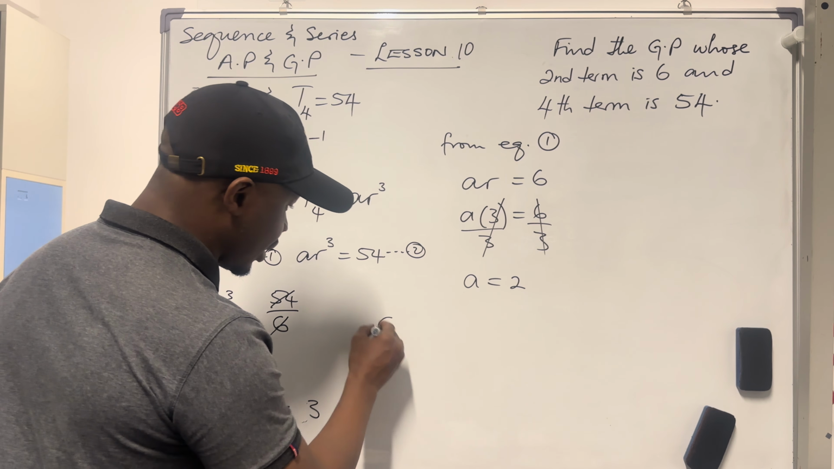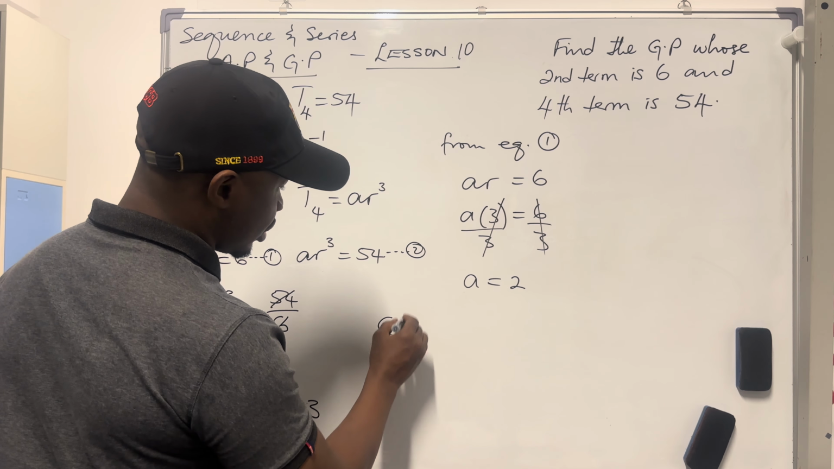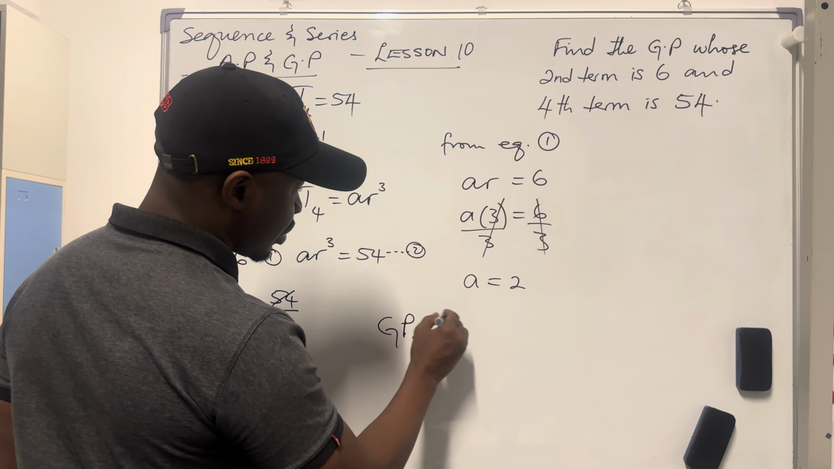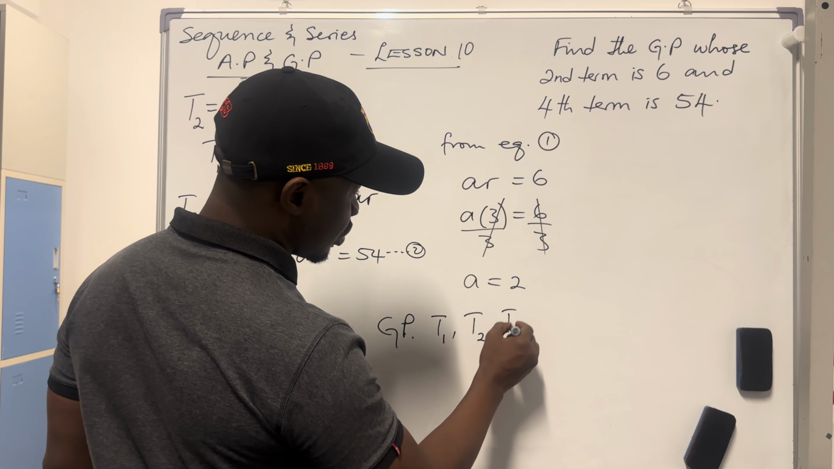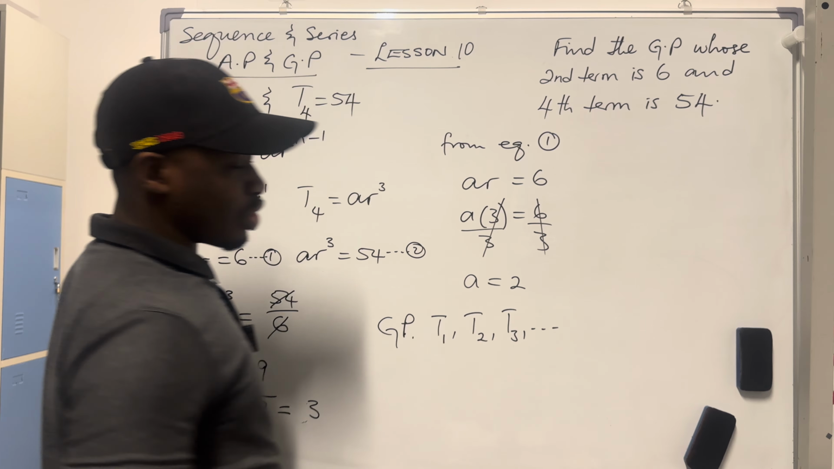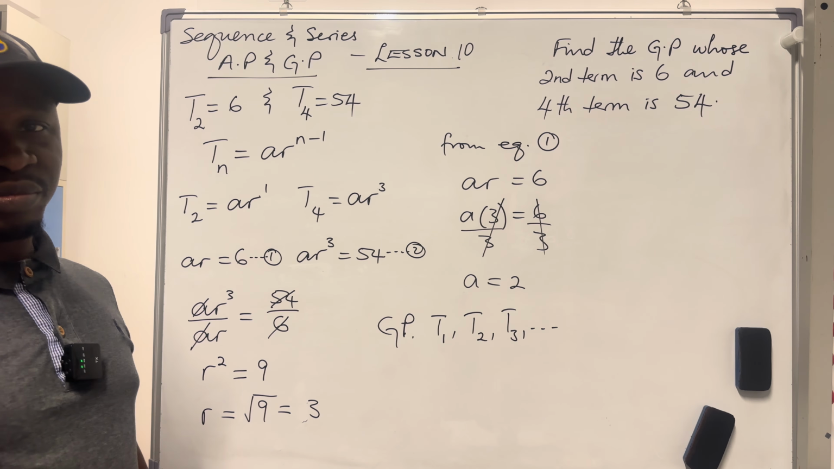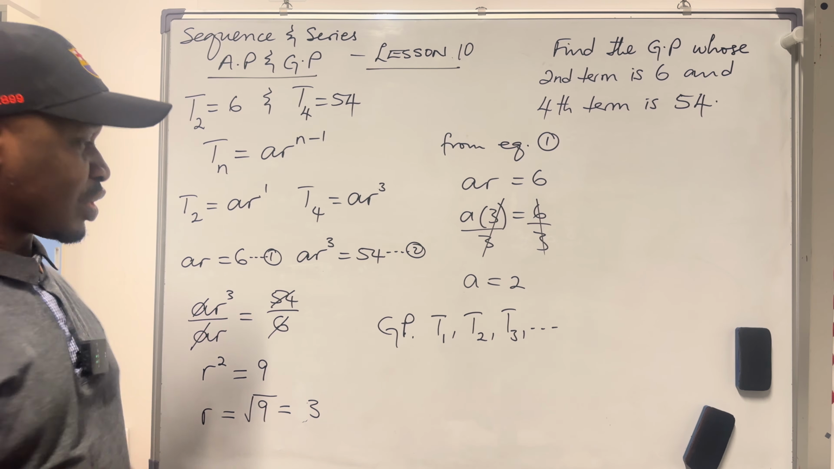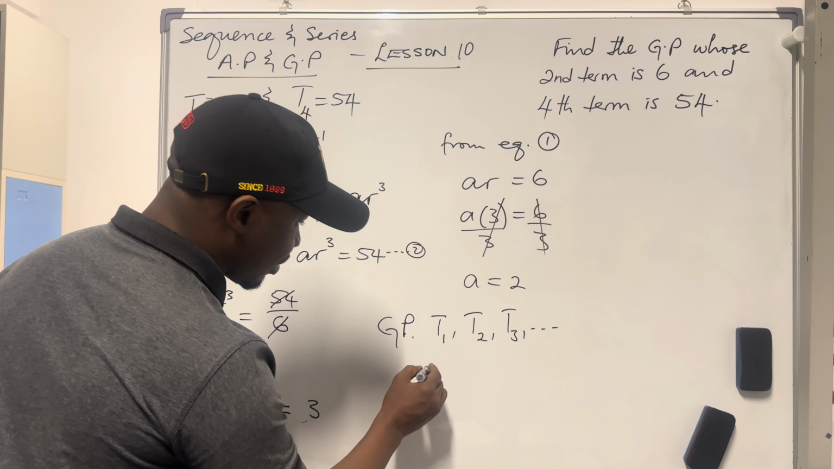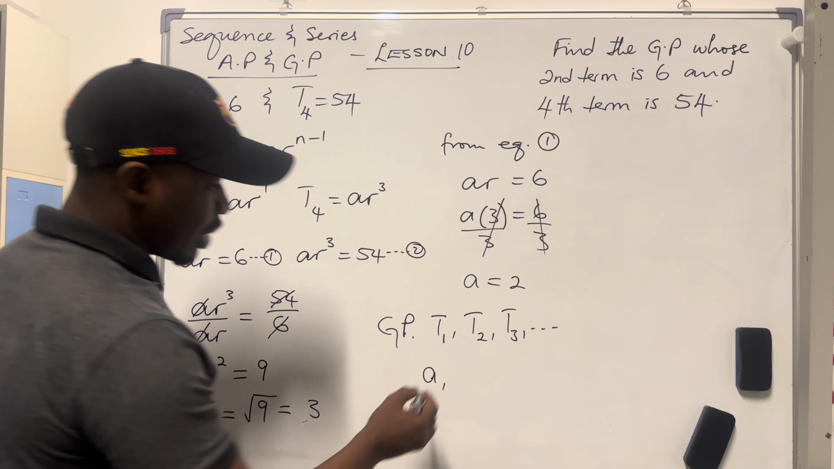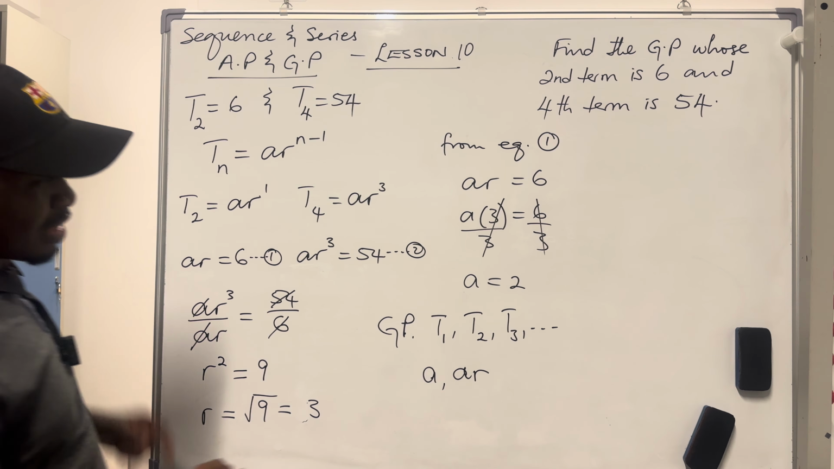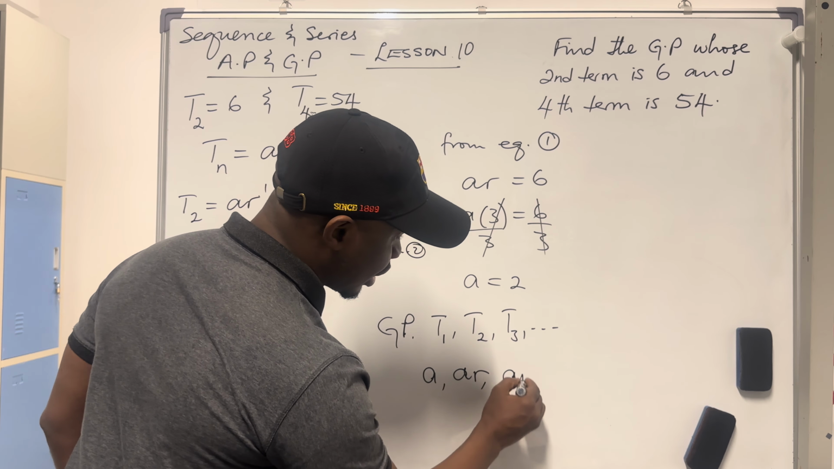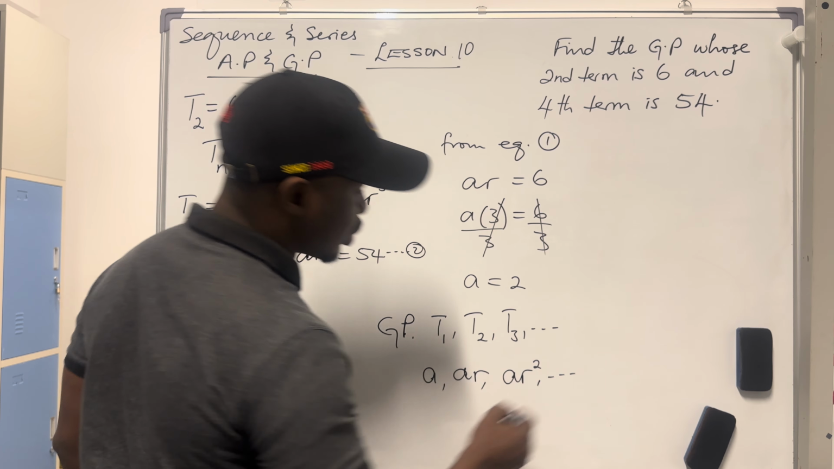So the GP now comprises T1, T2, T3, and so on. If you want, you can find up to 5 terms, but the minimum is 3. What is the first term? The first term is A. Second term, AR. Just look at it. Second term is AR. How about the third term? AR power 2, and so on.